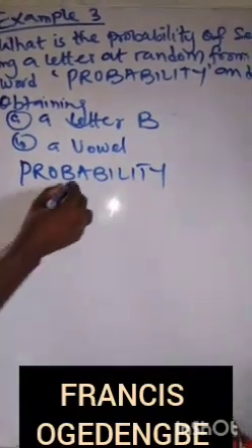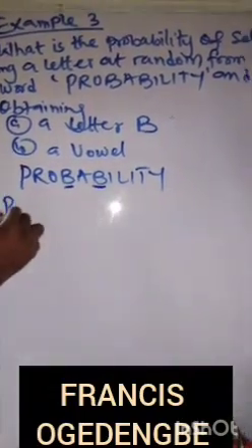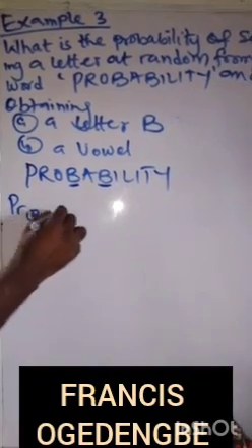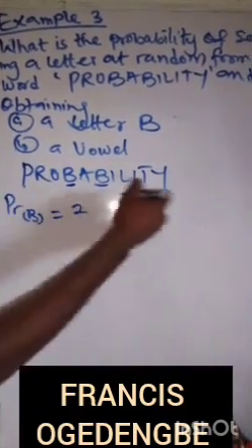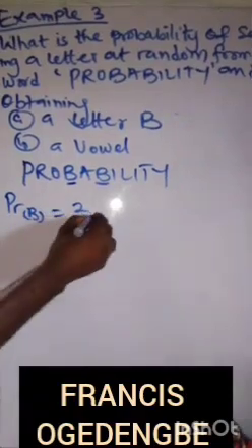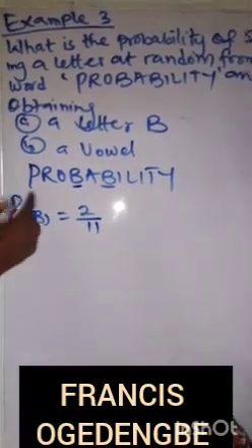Obtaining the letter B: 1 and 2. Probability of obtaining letter B is equal to 2 over the total number of outcomes, which is equal to 11. So that is the answer to that.